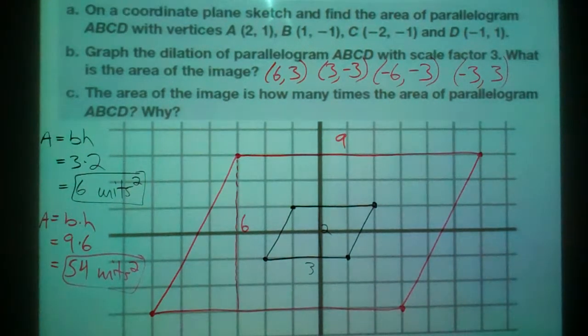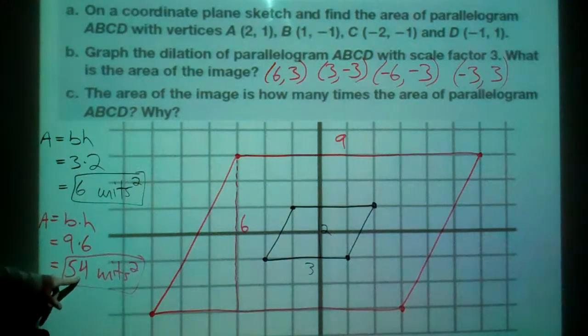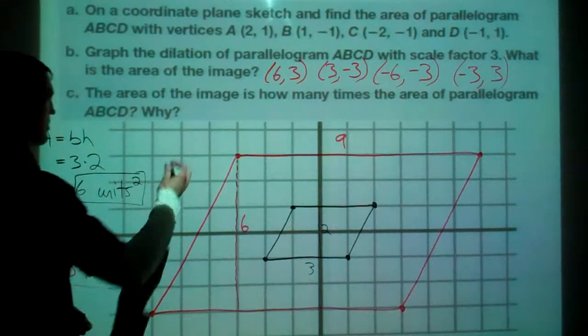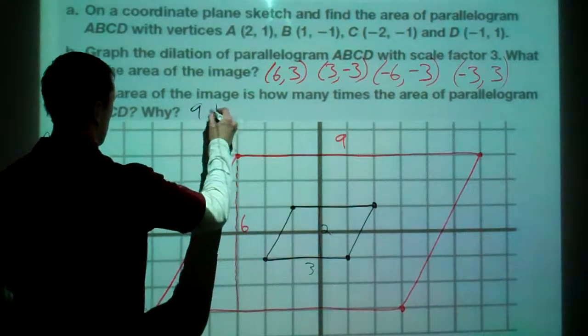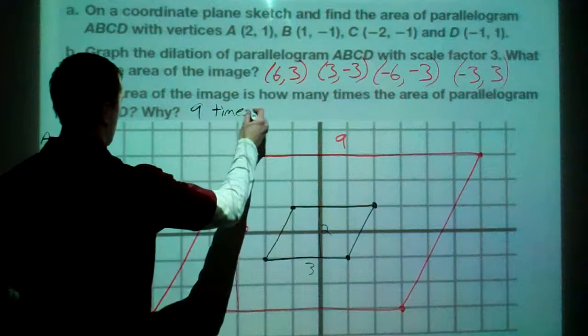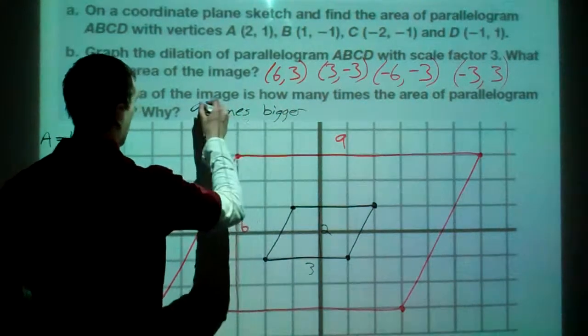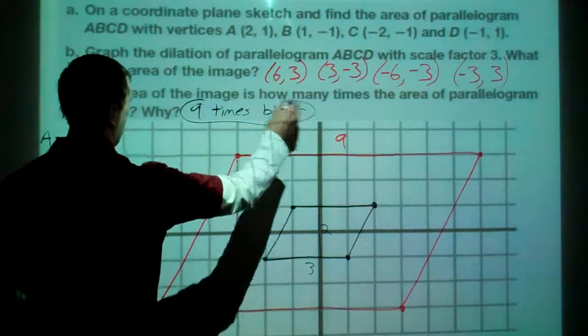Now C is where everything comes into play here. The area of the image is how many times the area of the first parallelogram that we drew. So we're comparing areas here. The sides ended up being 3 times bigger, but the area, 54 divided by 6 is 9. The area is 9 times bigger. So 9 times bigger there.